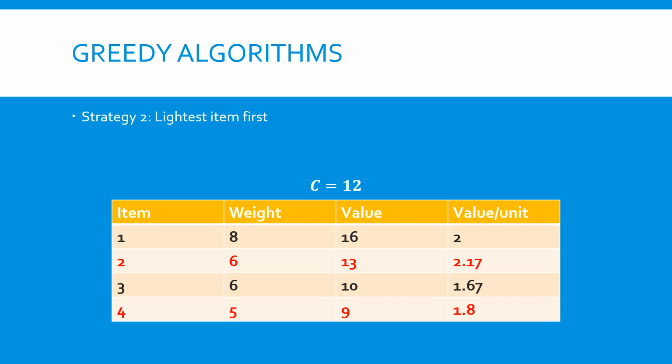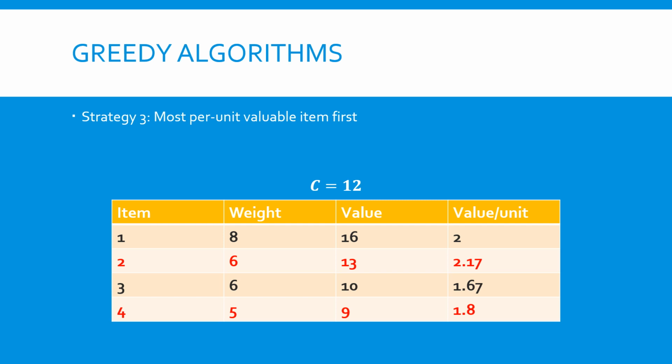Second, let's try picking the lightest item first. We will first pick item 4, which is the lightest and has a weight of 5. Then, we will continue picking item 2, since it is the lightest of the remaining items. Note that item 3 also has the same weight, but we can break the tie using their values. The algorithm would terminate here, as we cannot include any more items without exceeding the capacity limit. The resulting total value is 22, which is also less than the optimum of 23.